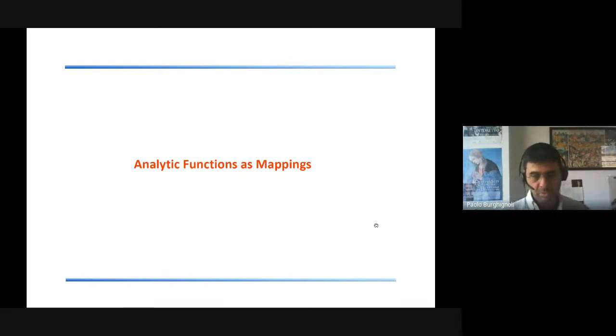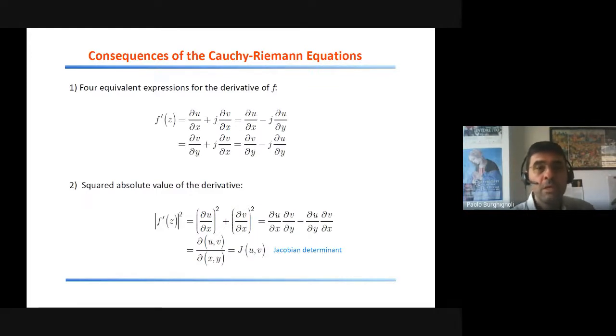Okay, in the last part of this lesson, I will tell you something about analytic functions when they're viewed as mappings from one complex plane to another complex plane. To set some foundation, let us first examine some consequences of the Cauchy-Riemann equations that we mentioned before. First of all, we have, as we saw, the possibility of expressing in different ways the derivative of f at any point z inside the domain of analyticity.